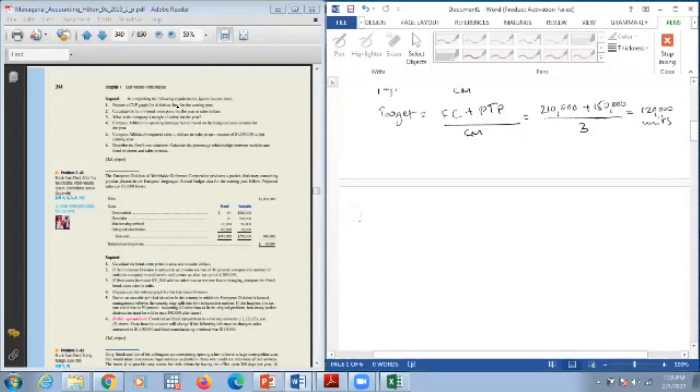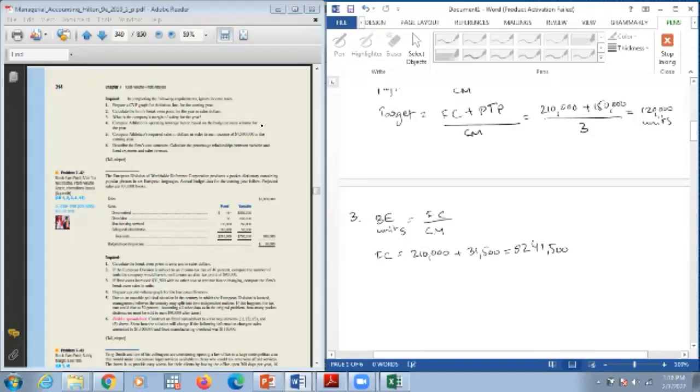Working with part number 3, it says if fixed costs increased $31,500 with no other cost or revenue factor changing, compute the firm's break-even sales in units. This means that something in your formula is changing. To find break-even sales in units, we will apply fixed cost divided by contribution. But we have a new fixed cost now.